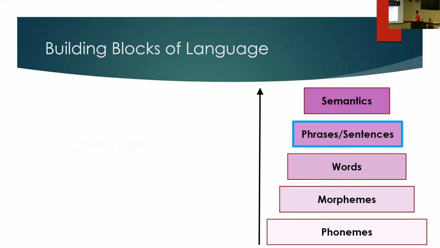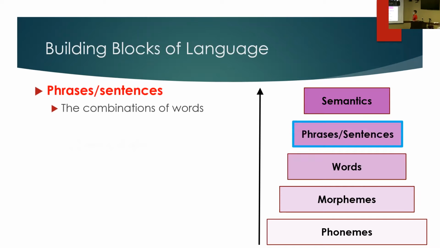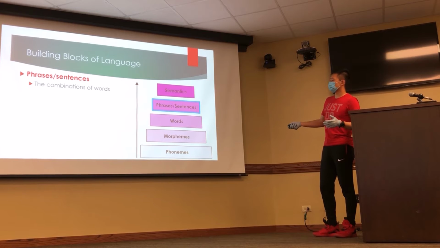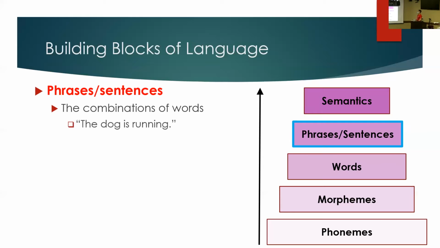Next, we have phrases and sentences. Those will be the combinations of words. Now you get the idea, right? So that will be the combinations of phonemes, and that will be the combinations of morphemes, and this is the combination of words. The last one is a little bit different, but we'll talk about that. So the dog is running, that will be a sentence.